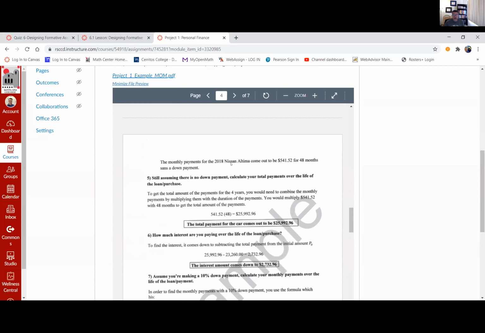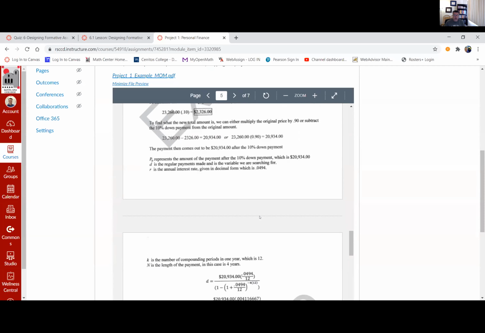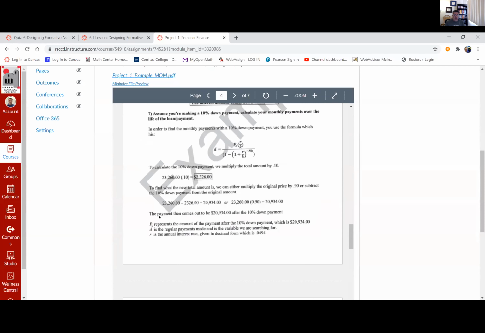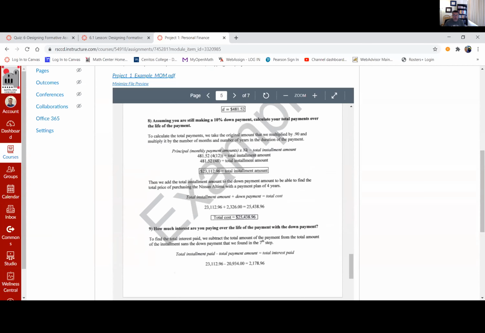They want to find the monthly payments for a 2018 Nissan Altima over 48 months, without a down payment. No down payment was made here. Then they said, well, what happens if I put 10% down? I would have to subtract off 10% of the purchase price, and they calculated out the payment as well.